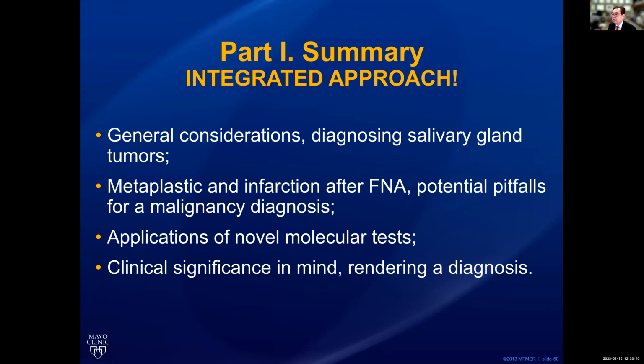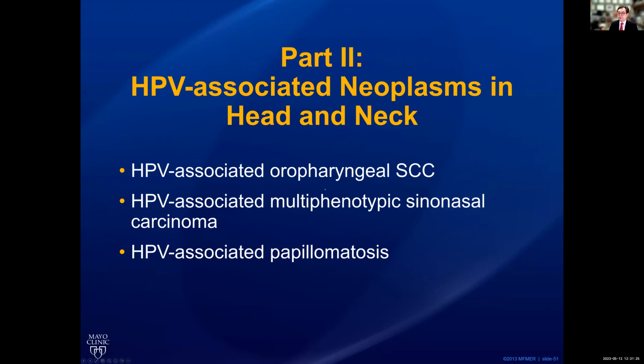I'm very excited. So we're going to summarize the first part: we have to use an integrated approach. We want to integrate the morphology and history of finding the aspiration. We want to make sure it's not metaplastic or infarction secondary to finding the aspiration, and the potential pitfall should be watched. And at this time, the novel molecular test is going to be very valuable. And again, whenever we make a diagnosis, we have to think about being clinically significant. So this is the first part.